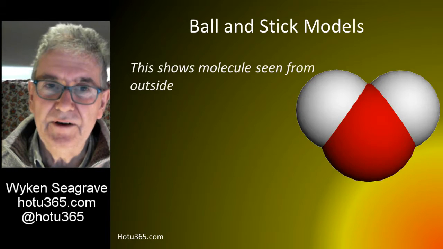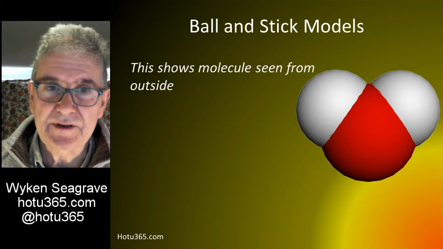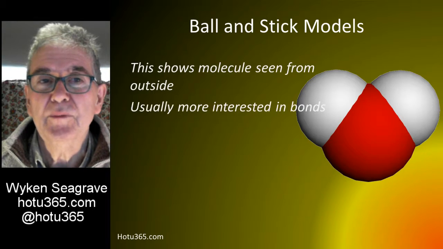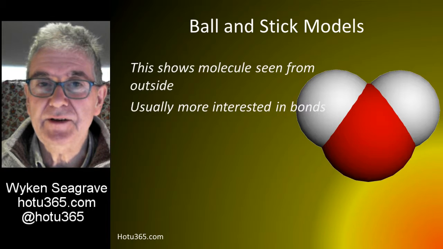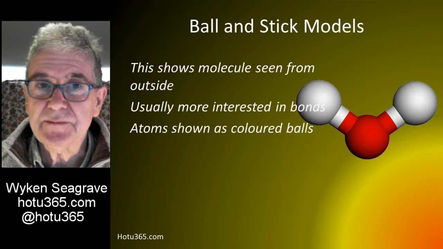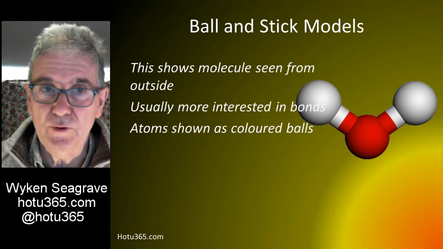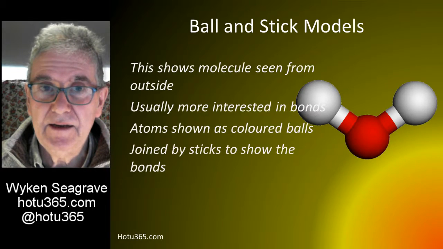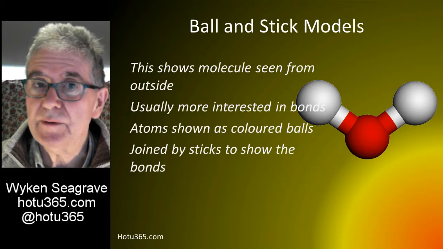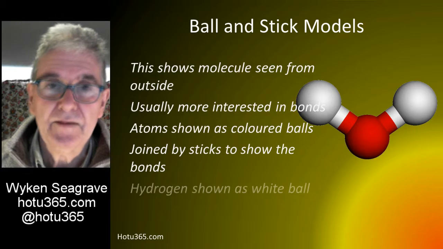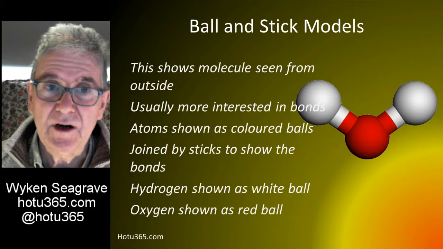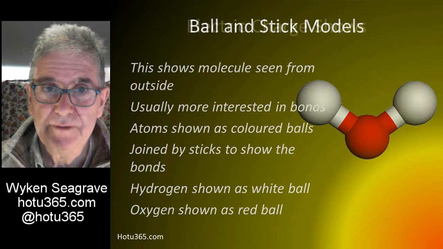What we've seen so far is the view from the outside of a water molecule. But we are usually more interested in the bonds holding the atoms together. Atoms are therefore shown as coloured balls, and the bonds between them are shown as sticks, or if you're drawing a diagram you show them as lines. So hydrogen atoms are shown as white balls, oxygen as red balls.